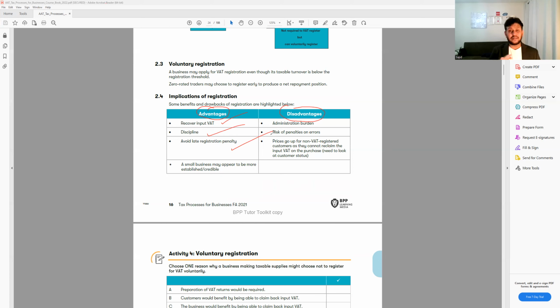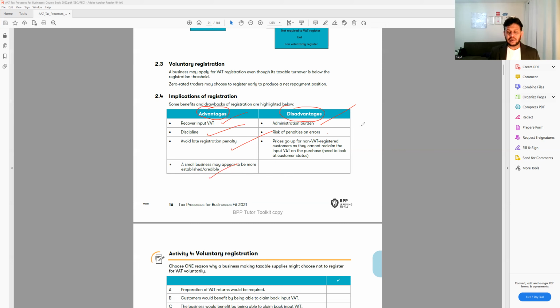So if I just register voluntarily, I don't have to keep checking because I'm already registered. A small business may appear to be more established and credible. So when you are VAT registered, maybe you feel better, the business looks good, like they're VAT registered, maybe it's a good business. The disadvantage is admin burden. So you have to pay some extra money to the accountant, or you have to keep the records. So it's an extra headache for you, extra admin work for you.